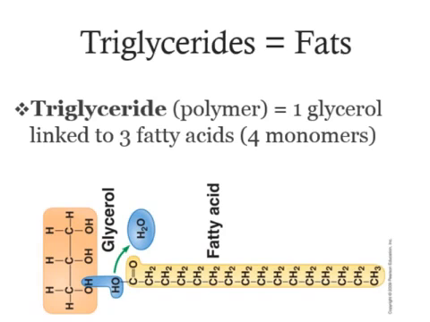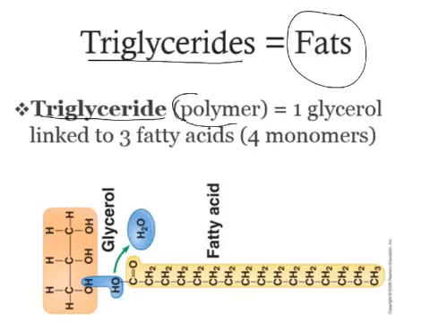Okay. So the first main type of lipid we're going to talk about, and in fact the only one we're going to look at in this video, are triglycerides. And these are your fats. What you think of as fats and oils are triglycerides. Technically, a triglyceride is actually a polymer. So it's made up of many pieces, and the monomers that make up this polymer, the triglyceride, are 1 glycerol molecule and 3 fatty acids. So those are your 4 monomers, the 3 fatty acids and the 1 glycerol.